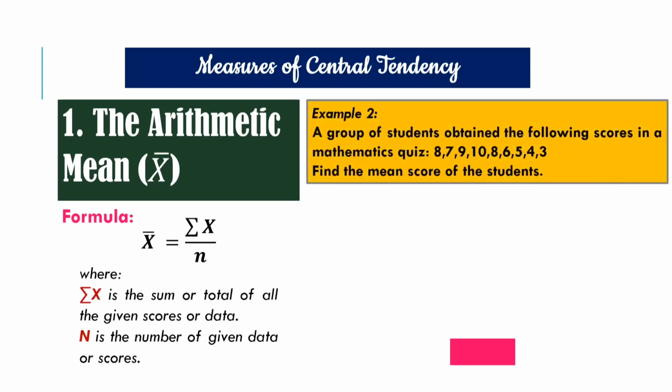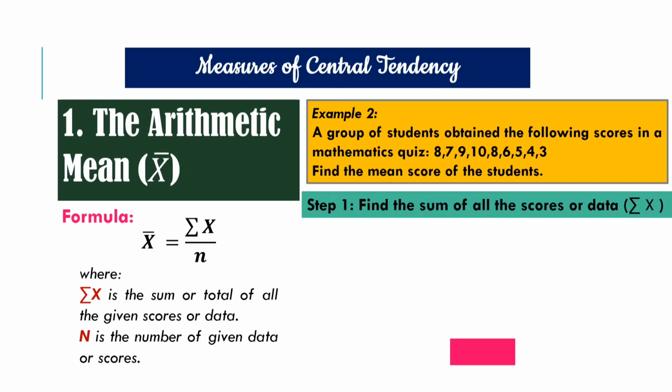Here is example number 2. A group of students obtained the following scores in a mathematics quiz: 8, 7, 9, 10, 8, 6, 5, 4, and 3. We will find the mean score of the students. We again follow the steps.